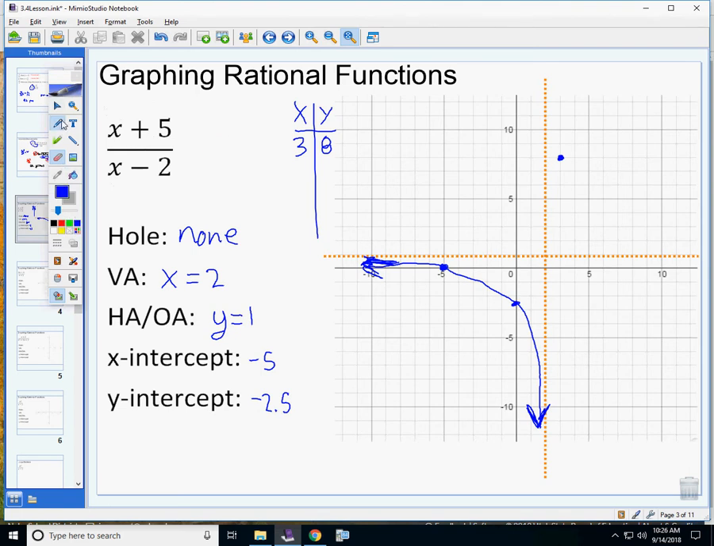So let's say I choose the number 5, right? So if I plug in a 5, 5 plus 5 is 10, and 5 minus 2 is 3. So that would be approximately 3.3. I plugged in a 5, and I got an answer of approximately 3.3 right there.